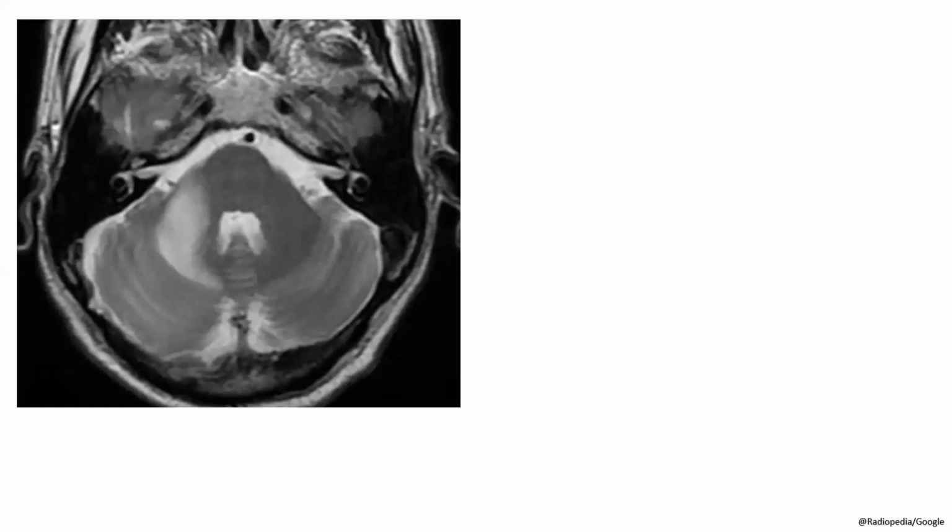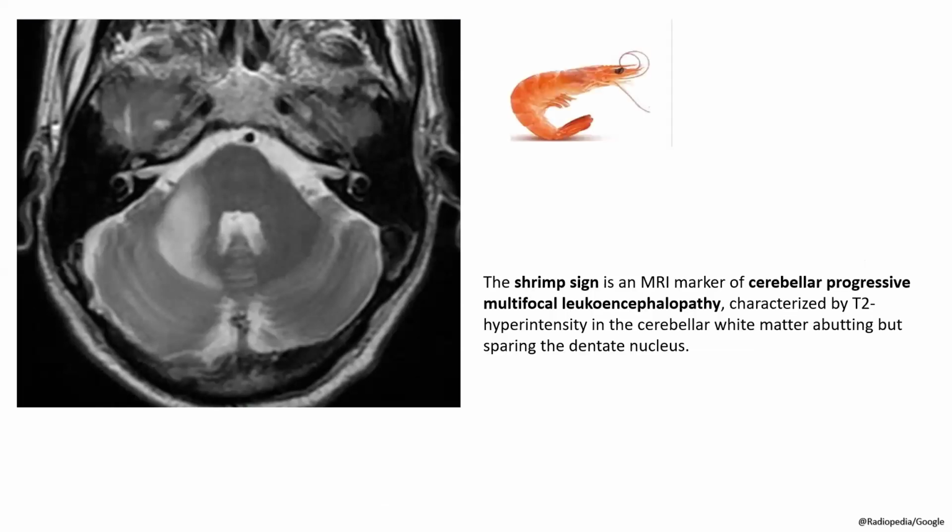What is happening here in this T2 weighted MR axial sequence showing the posterior fossa? This is the shrimp sign, which is an MRI marker of cerebellar progressive multifocal leukoencephalopathy. It is characterized by T2 hyperintensity in the cerebellar white matter, which is abutting but sparing the dentate nucleus.